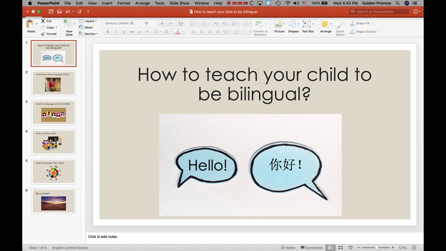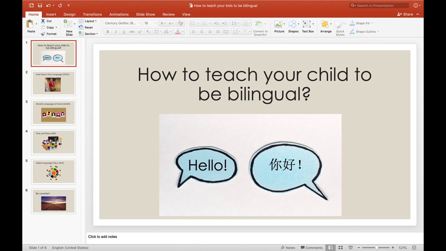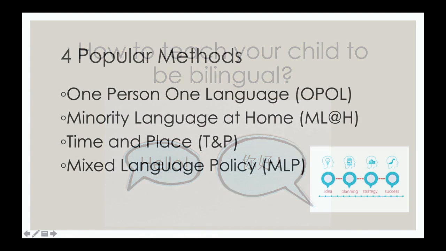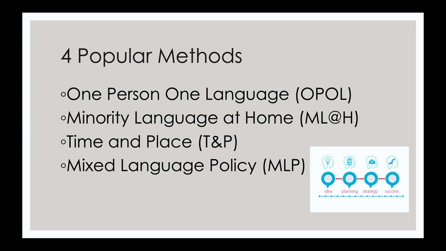Today, our topic is how to teach your kids to be bilingual. There are four popular methods. The first one is called One Person One Language. It means in the family, one person sticks to one language and the other person sticks to another language.